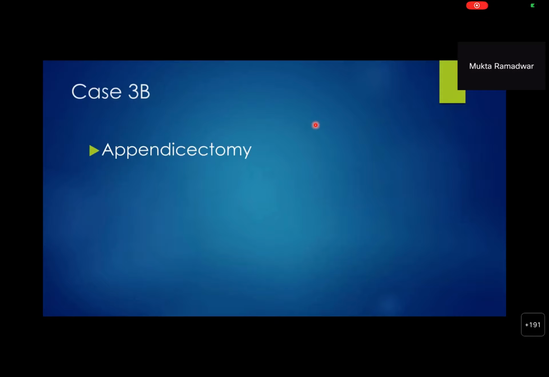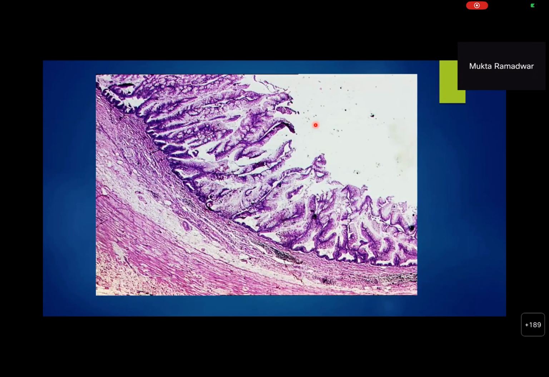So next is the next case. Now this time it is an appendicectomy. Okay. Now let's begin again with Shreyans. Shreyans, can you describe this?